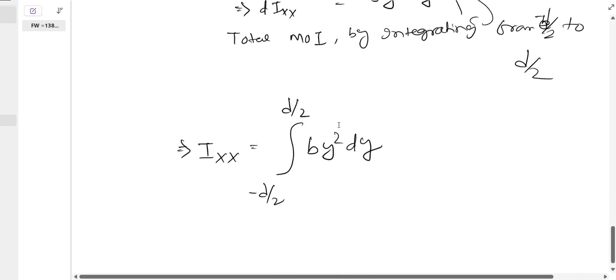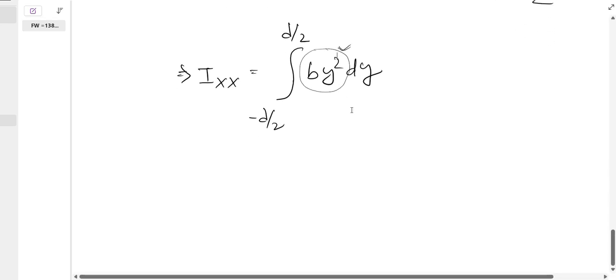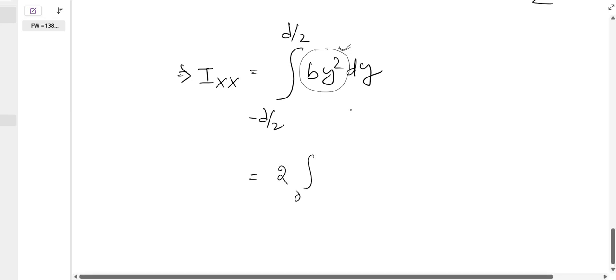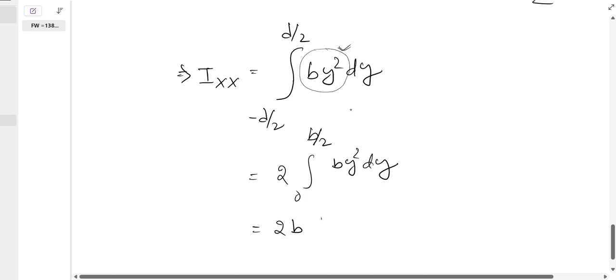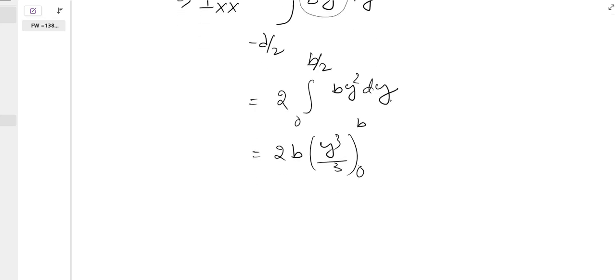And see यहाँ पे ये जो coefficient है, ये integrand is an even function. So even function means this equation further can be reduced to 2 into integration 0 to d by 2 of b y square dy. So 2 b y cube by 3, 0 to d by 2.